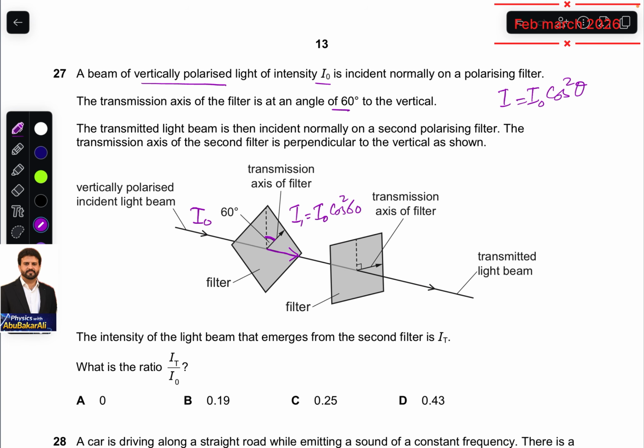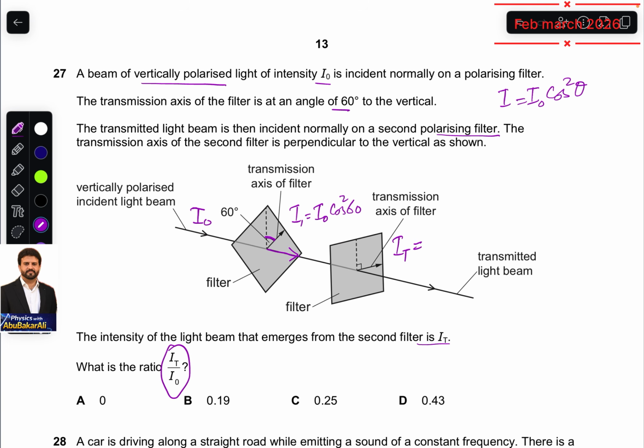Okay. Now what they are telling, the transmitted light beam is incident normally on a second polarizer. The transmission axis of the second polarizer is perpendicular to the vertical as shown. The intensity of the light beam that emerged from the second polarizer is IT. So from here there will be a light IT, and you have to tell what this ratio is in terms of I naught.